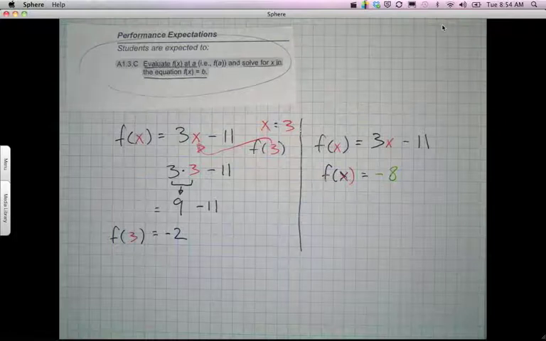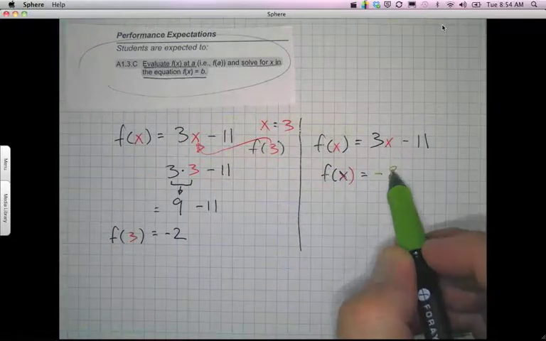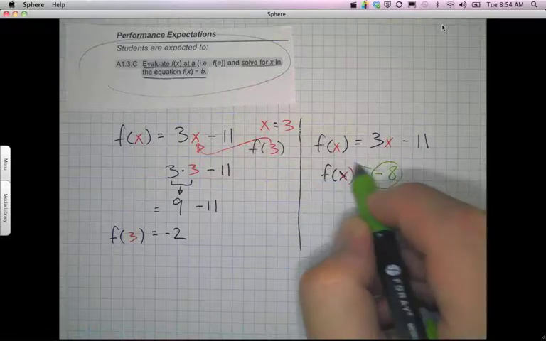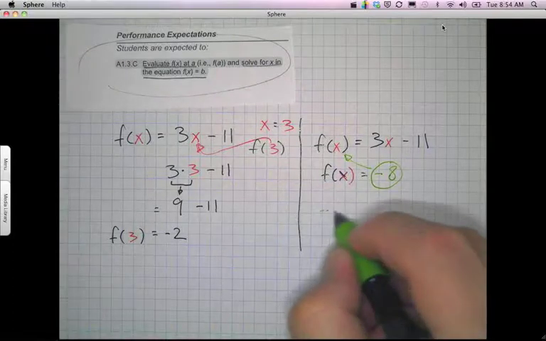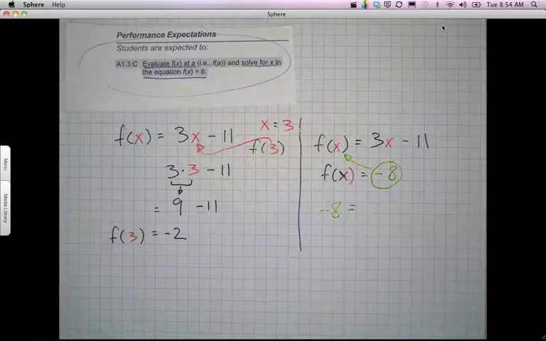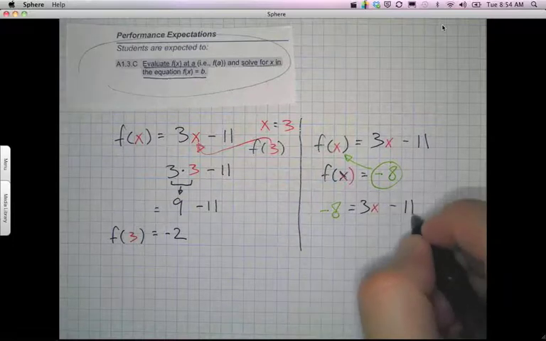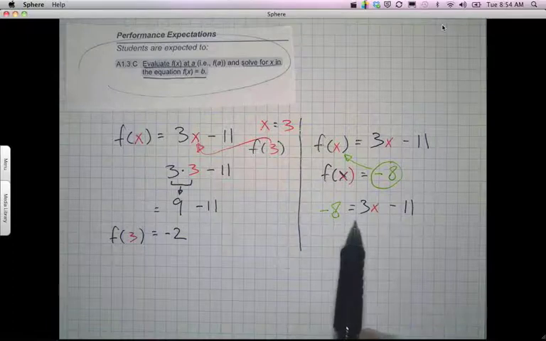So if I was solving this whole thing and I said f of x equals negative 8, I don't want to replace that x with an 8 because this is what f of x equals. This goes over here. So then I would say negative 8 is equal to 3x minus 11.